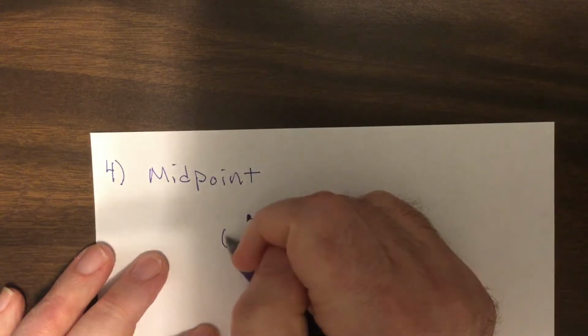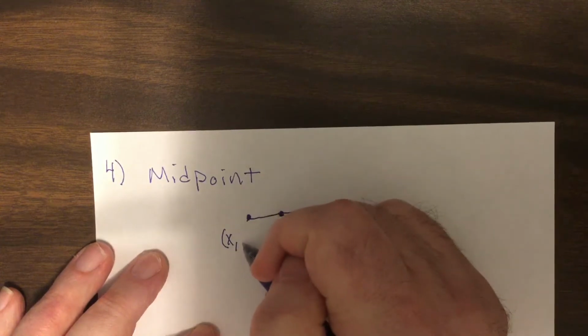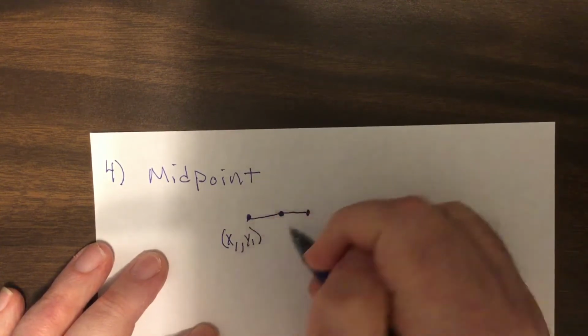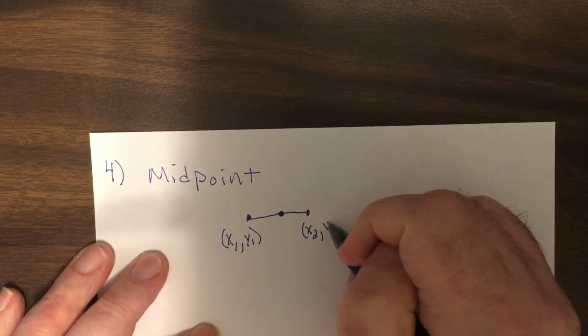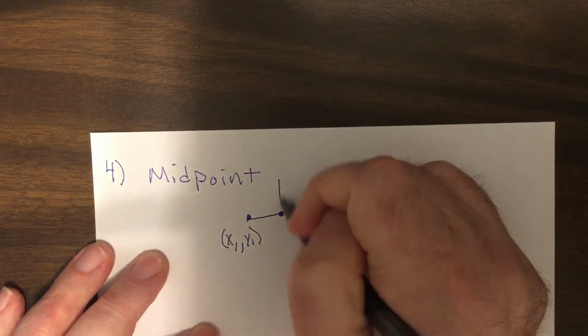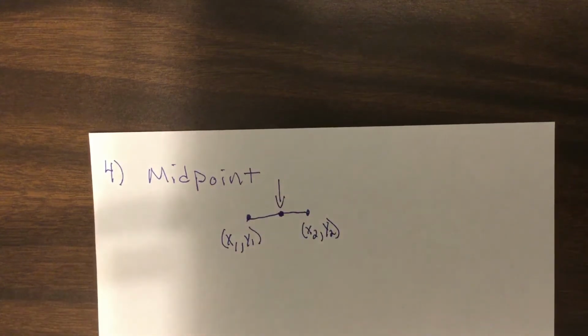So if this is point x1, y1, and this is x2, y2, what would this one have to be? Well, it's just like finding an average of two items. So if I said you got 100 and you got a 70, well, you go 100 plus 70 is 170 divided by 2, you got an 85 average.